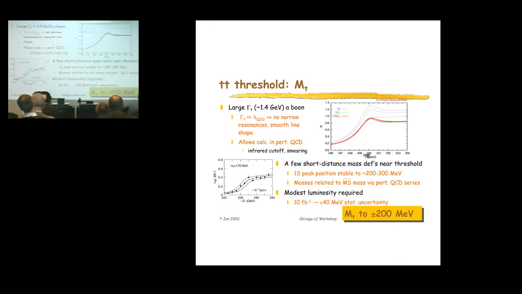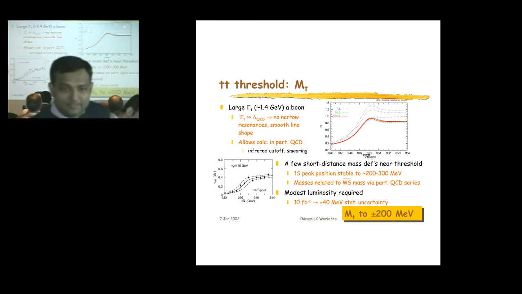And because of other effects, you can do a nice job within perturbative QCD in calculating the cross-section within this region and getting a reliable extraction of the top quark mass out of it. In addition, there are several short distance mass definitions that you can use near threshold that give you a nice convergent calculation for the cross-section.